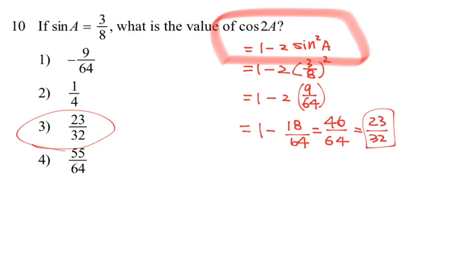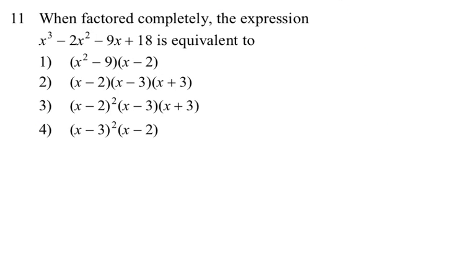Alright, let's look at the next one. Number 11. When factored completely, so meaning when we have 4 terms, you find it to be quite easy. Not all the time, but many times you can separate them 2 by 2. So here, from the first 2 terms, we realize that x squared was common. So when you factor out x squared, we are left with x minus 2. From the next 2 terms, we can factor out negative 9. Then we get x minus 2 as well.